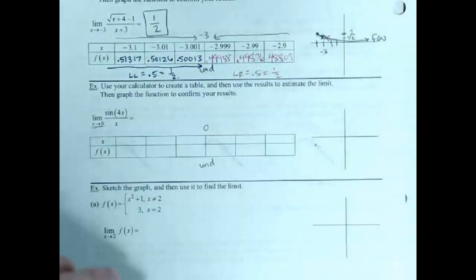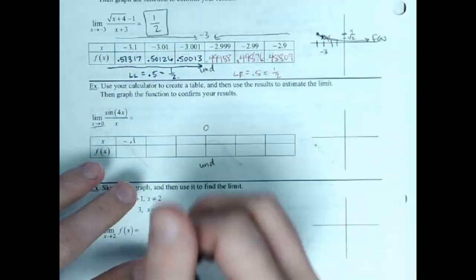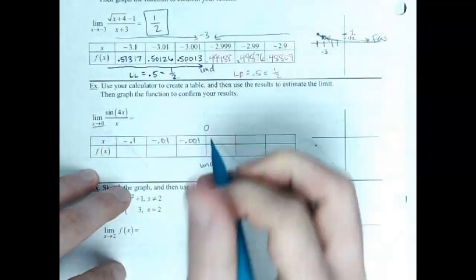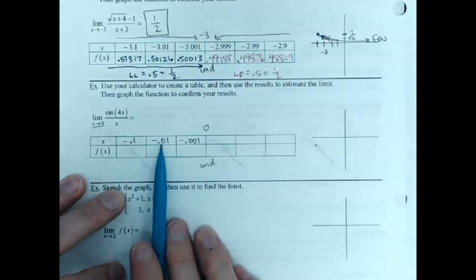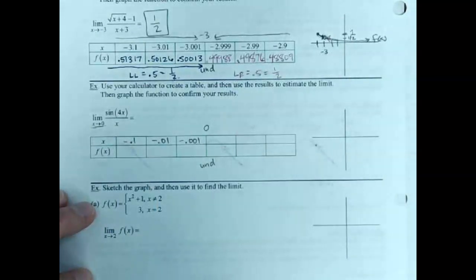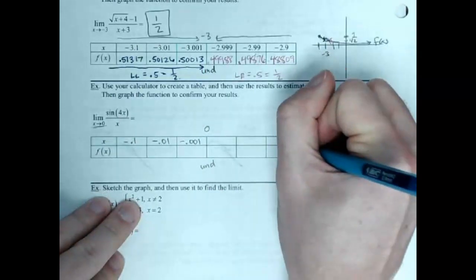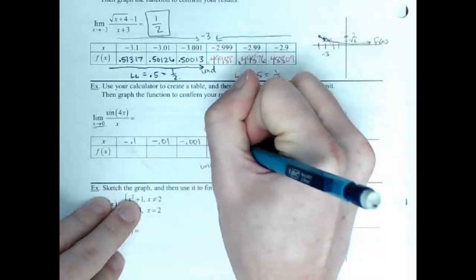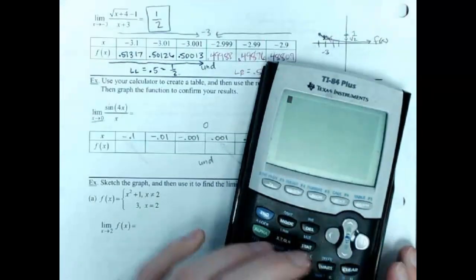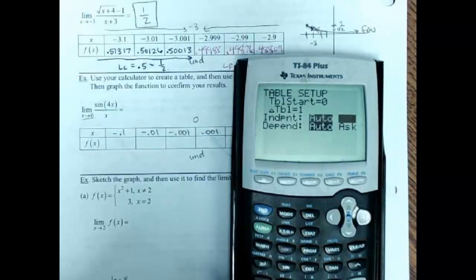So how about we do something like this? Like how about -0.1, that's on the left side of 0, but then I'll get closer. -0.01, -0.001. If you were to do something like -10, -5, -1, the pattern with the y values may not be as obvious. You want to pick x values that are pretty close to your target. Then let's do the same thing on the right. 0.1, 0.01, 0.001. Now let's go to the table and let's type these things in. Change the table set back to ask.